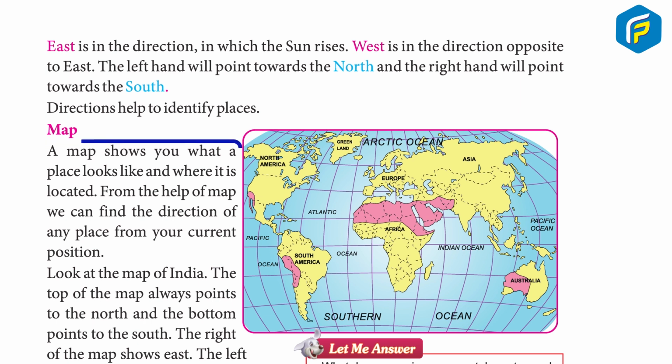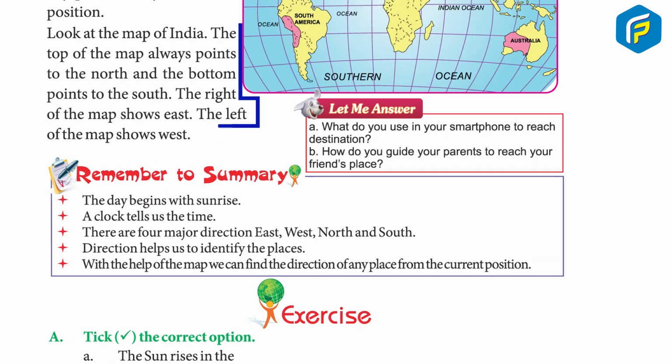Map. A map shows you what a place looks like and where it is located. With the help of a map, we can find the direction of any place from our current position. Look at the map of India. The top of the map always points to the north and the bottom points to the south. The right of the map shows east, the left of the map shows west.